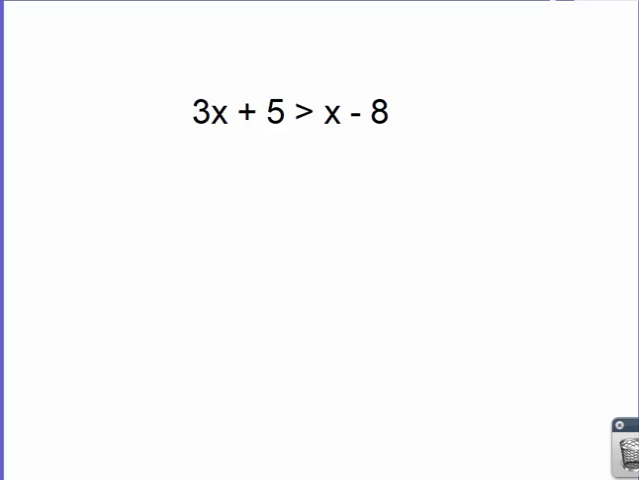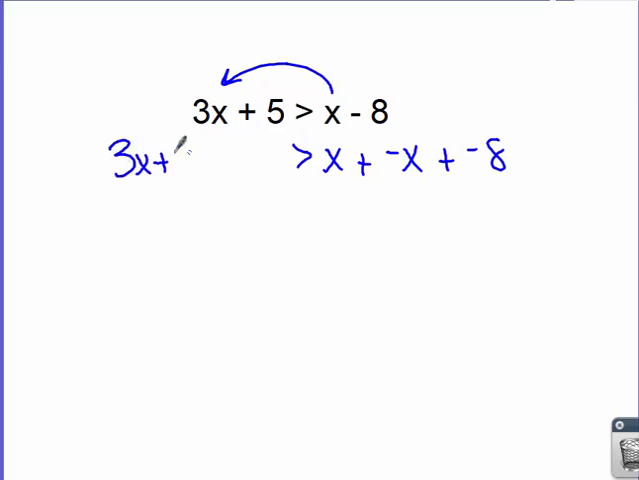So we've got 3x plus 5 is greater than x minus 8. So I'm going to move this x over to be with the 3x. So I start at the inequality, just like I did with the equations. Negative x plus negative 8. And notice I changed that on the fly. So 3x plus negative x plus 5. Now we need to remember that this negative x, it is a negative 1x.